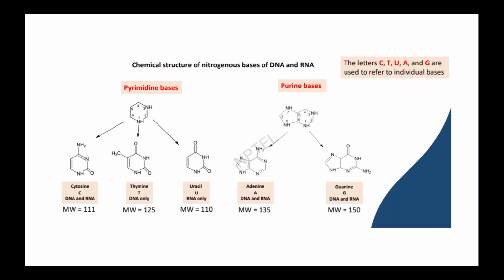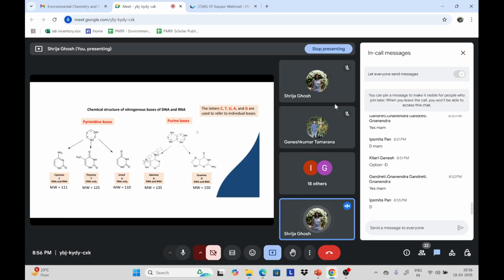The correct answer is option A, guanine. So you have pyrimidines and purines. This is based on the ring that is present. If it is this kind of ring, this is called a pyrimidine ring, and modifications on the pyrimidine give rise to cytosine, thymine and uracil. Modification in the purine ring, which is a double ring structure, gives us adenine and guanine. So adenine and guanine are purines, and cytosine, thymine and uracil are pyrimidines. Is that clear to everyone?